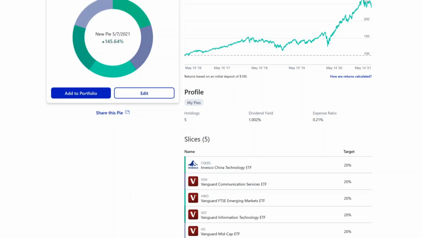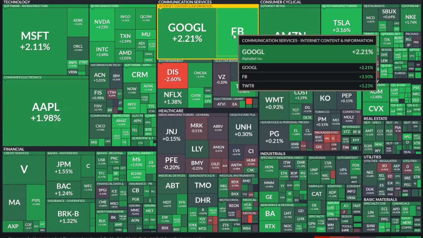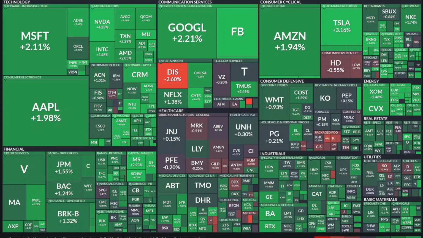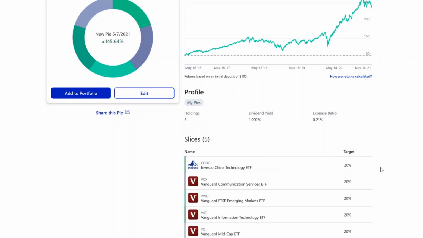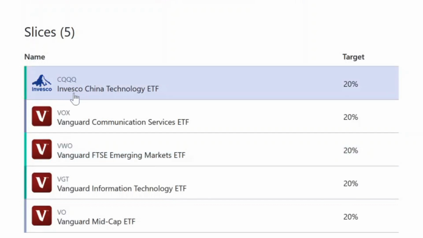Sector is very popular. If we come to this heat map, so visualization of the S&P 500, we can see it's split up by sectors. So healthcare, finances, utilities, so on and so on. Sectors is a very popular way of looking at your portfolio. But there's more. So here we have VWO. This is Vanguard Emerging Markets ETF. And this is CQQQ. This is China technology companies.